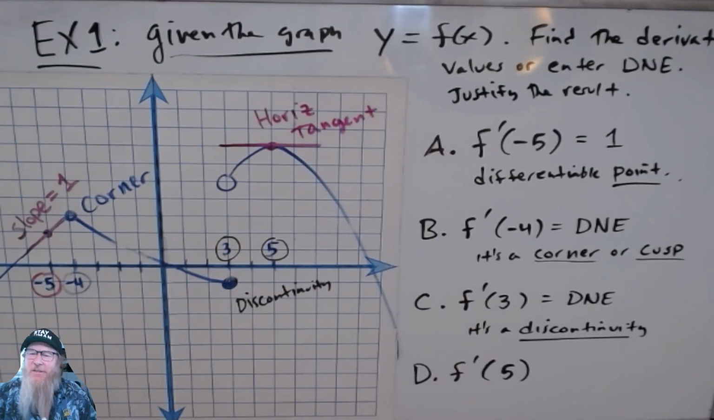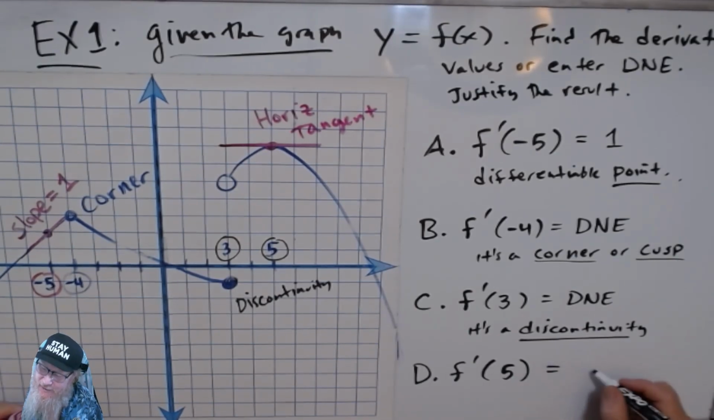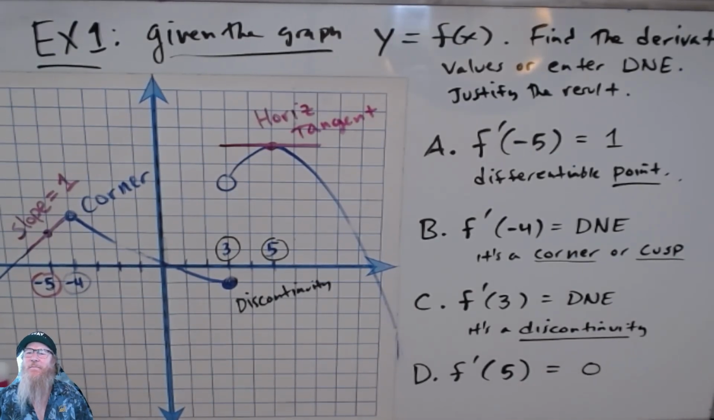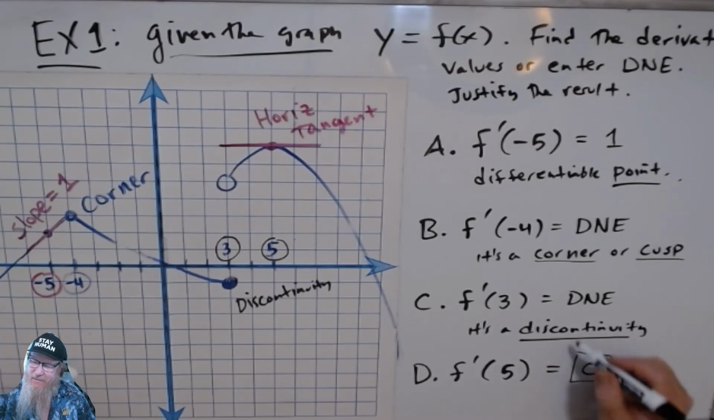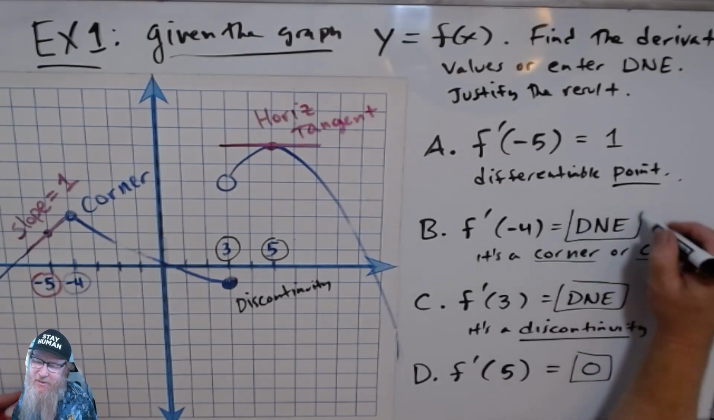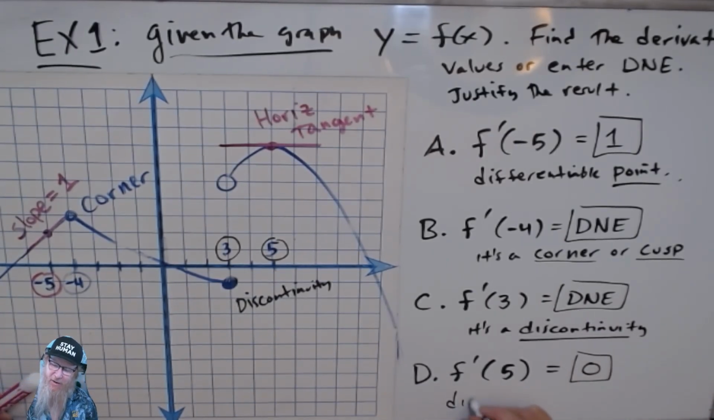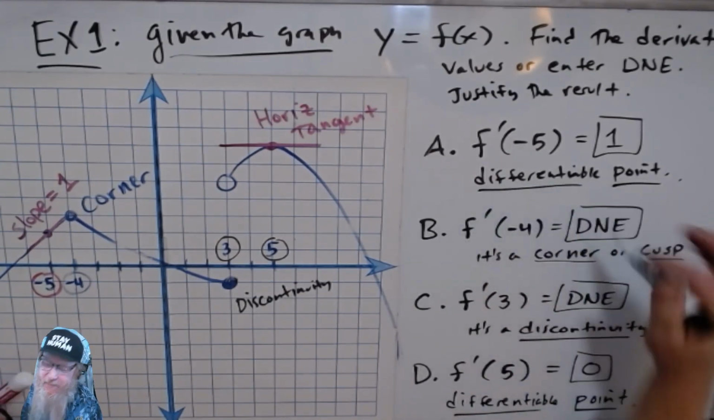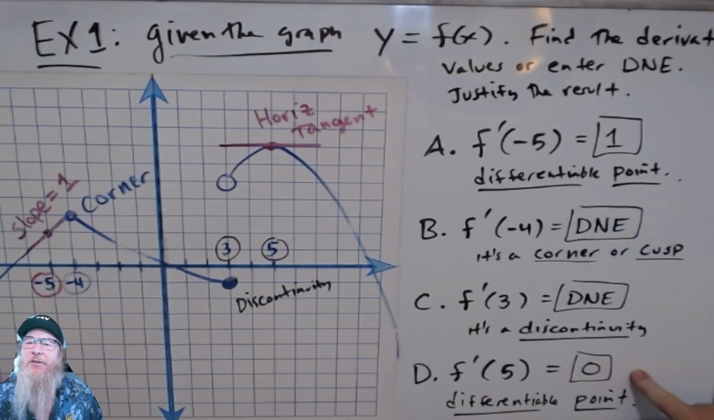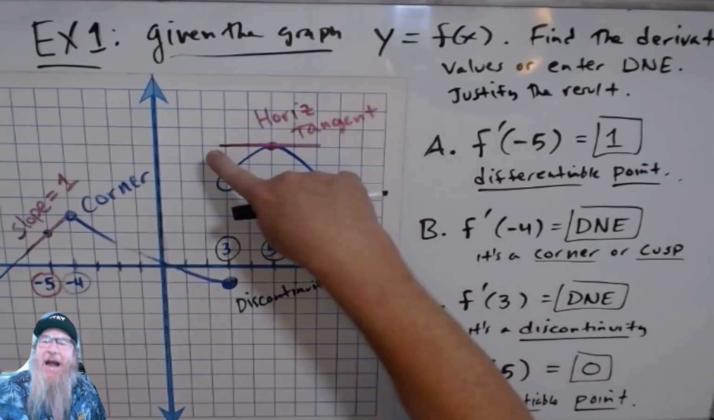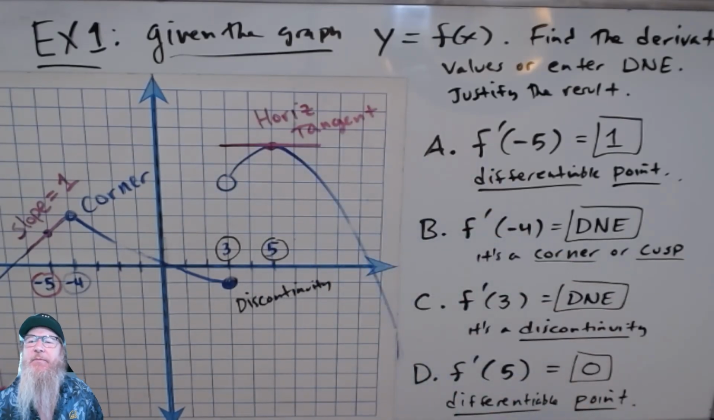Now, a horizontal tangent does exist. It's equal to 0. The slope of a horizontal tangent is equal to 0. It's a differentiable point. Not only is it differentiable, but it's the very important type of differentiable, which means that it's a maximum or possibly a minimum value on the graph.